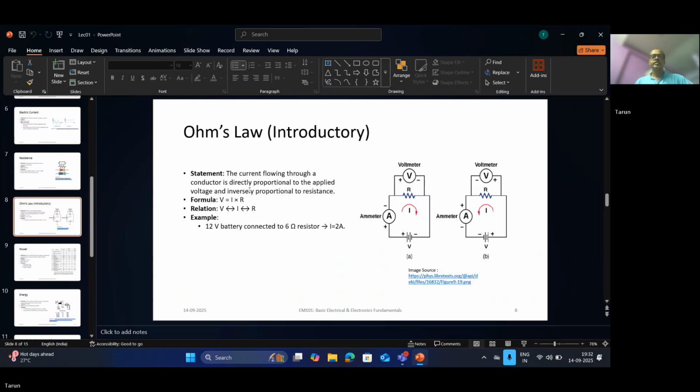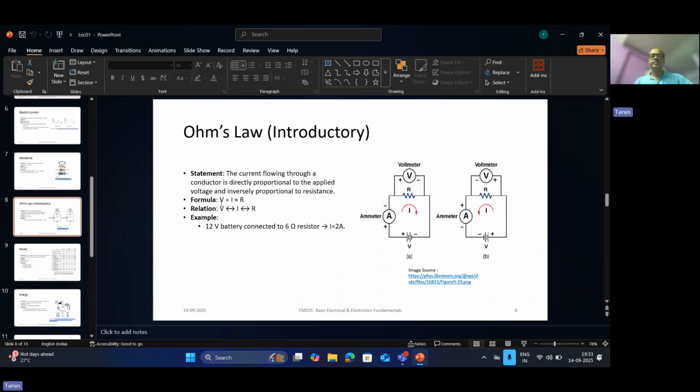Ohm's law is an important law in electricity. It is a fundamental law. It states that the current flowing through a conductor is directly proportional to the applied voltage and inversely proportional to resistance when other physical conditions remain unchanged. It can be expressed by the equation V equal to IR, where V is the voltage, I is the current, and R is the resistance.